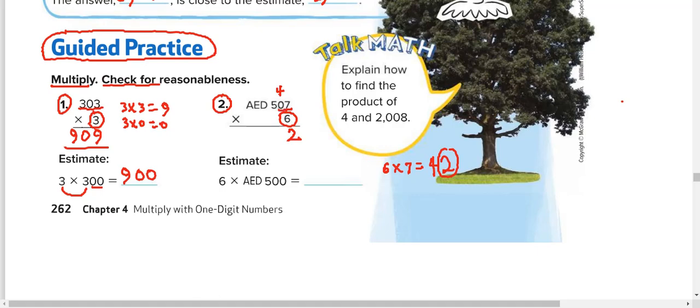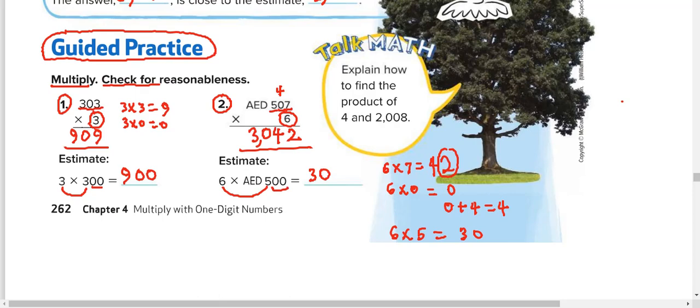Next, 6 multiplies 0, and 6 times 0 is 0. Remember, there is 4 on top. You have to add that. 0 plus 4 is 4, so we write 4. And lastly, we use 6 to multiply 5. 6 times 5 is 30, so we write the whole 30. So this is 3042. And for the estimate, 6 multiplies 5 is 30, with 2 zeros at the back of 500. Final answer, 3000.